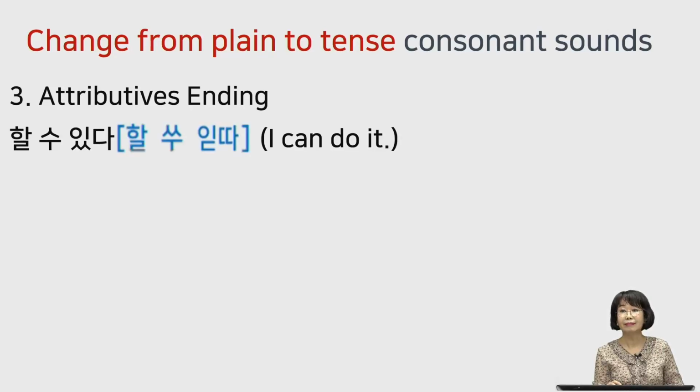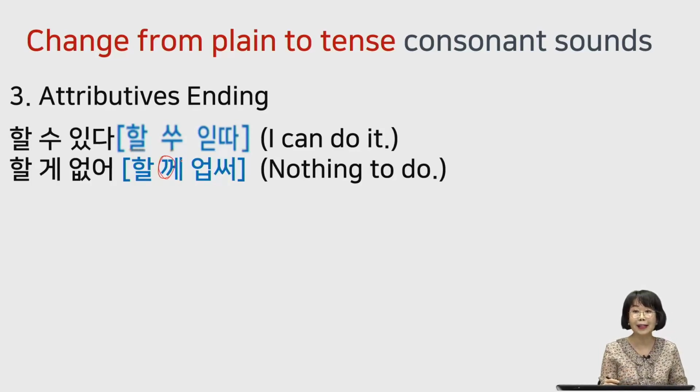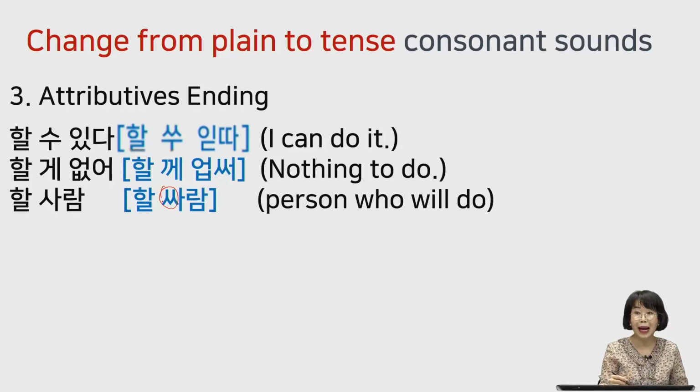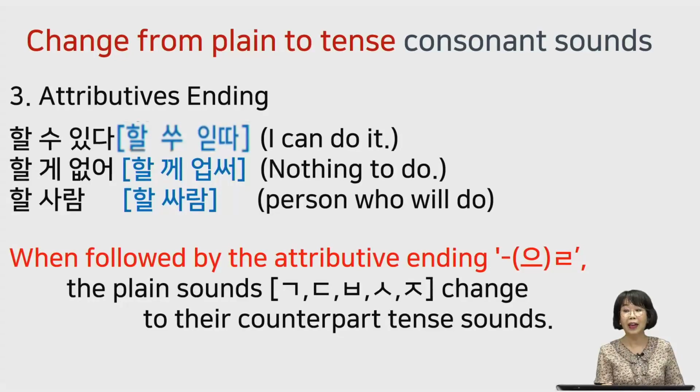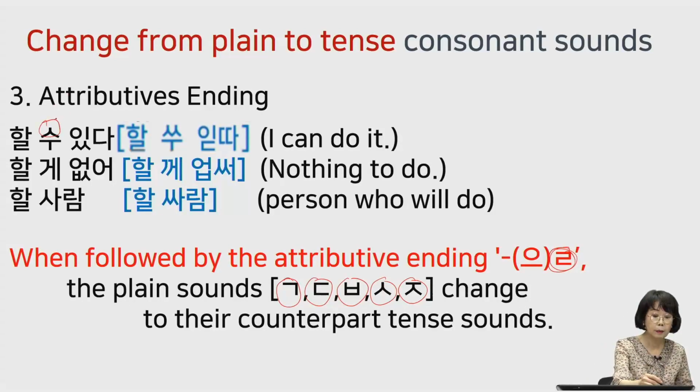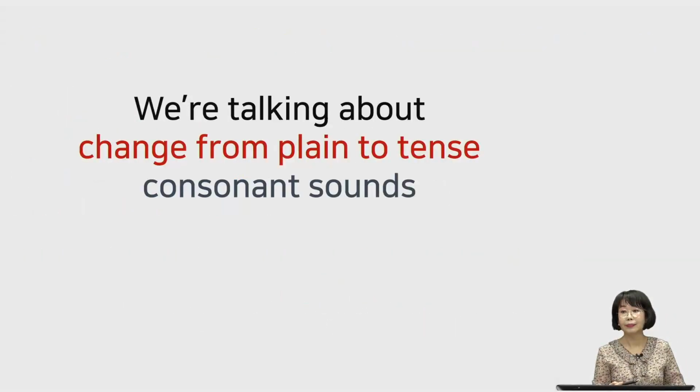Attributive ending. 할 수 있다. 할 게 없어. 할 사람. When followed by the attributive ending 을 or ㄹ, the plain sounds ㄱ, ㄷ, ㅂ, ㅅ, ㅈ change to their counterpart tense sounds. ㅅ changes to ㅆ. ㄱ changes to ㄲ. We are talking about change from plain to tense consonant sounds.